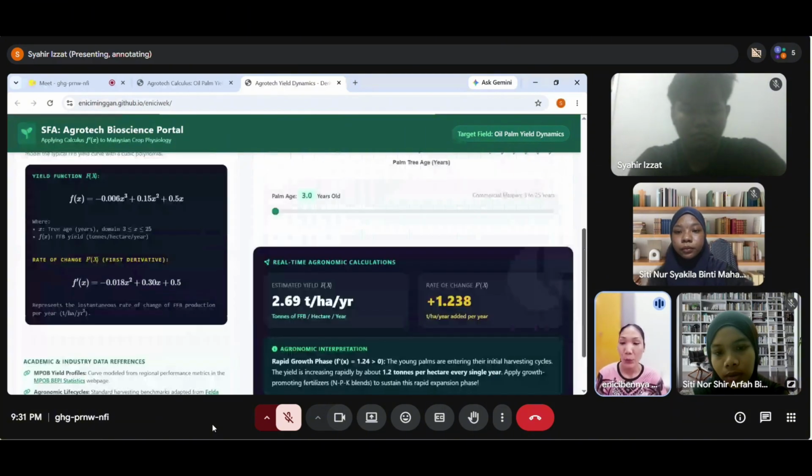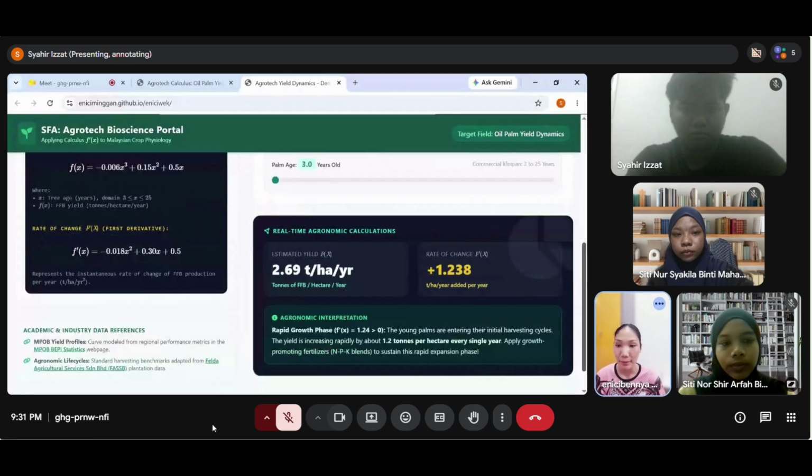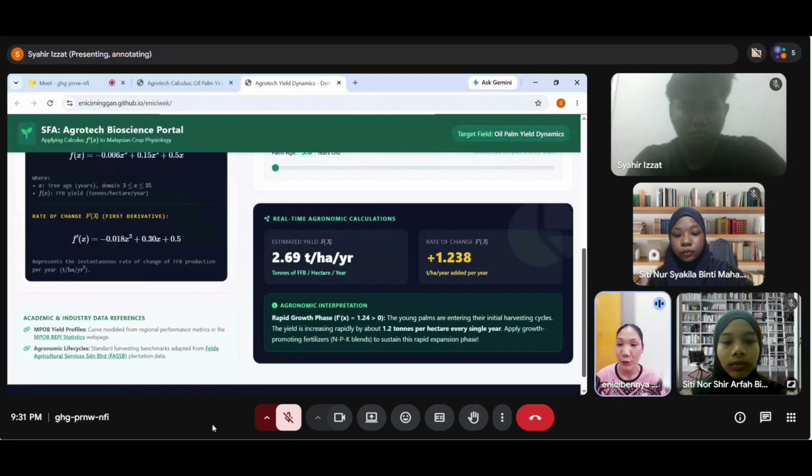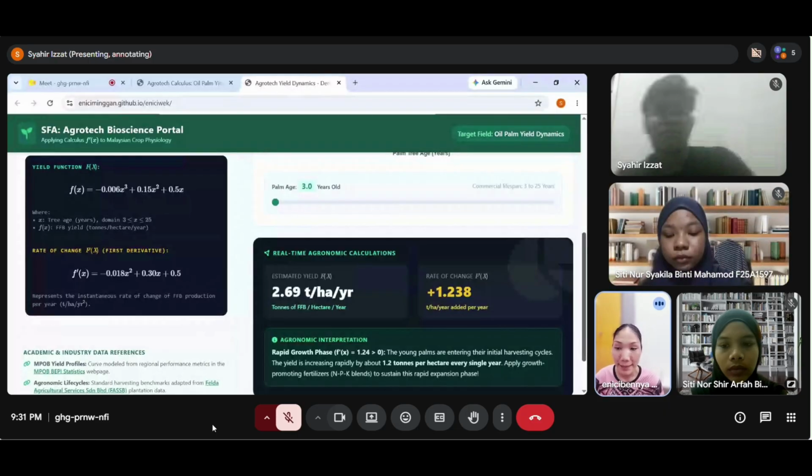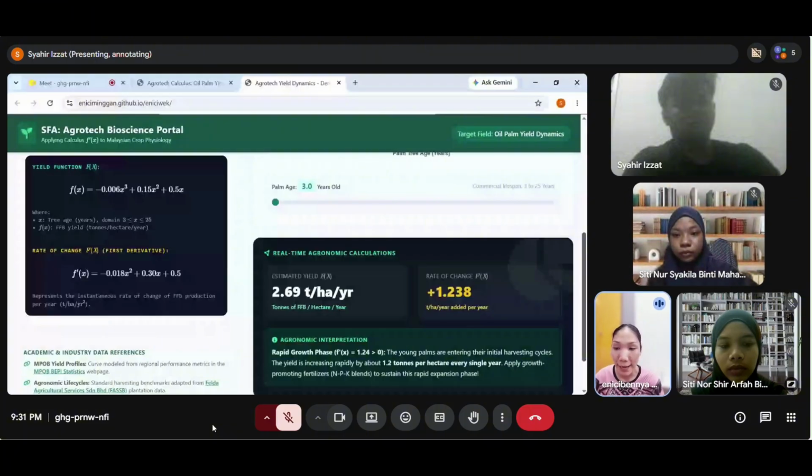Next, we find the rate of change, f prime of 10. It is negative 0.018 multiplied by 100 plus 0.30 multiplied by 10 plus 0.5. That is negative 1.8 plus 3 plus 0.5. So the result is 1.7 tons per hectare per year squared.